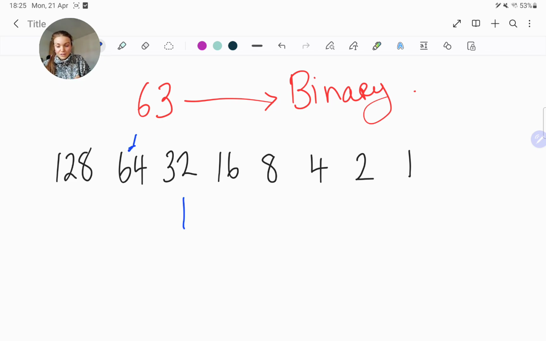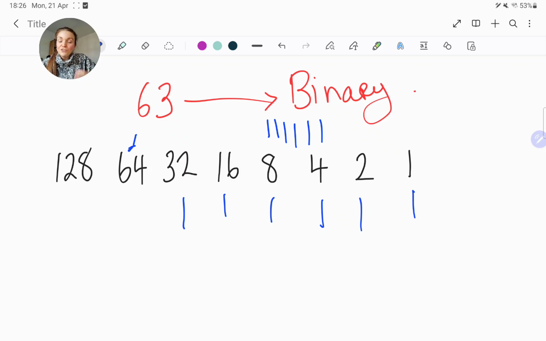So we type 63 into the calculator, take away 32, leaves us with 31. Let's take 16 out of it, leaves us with 15. Take an 8 out of it, leaves us with 7. Take a 4 out of it, leaves us with 3. Wow, it's quite a nifty one. So it's 1, 1, 1, 1, 1, 1. That is 63 as a binary number.